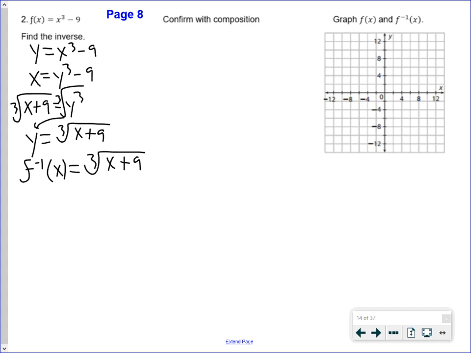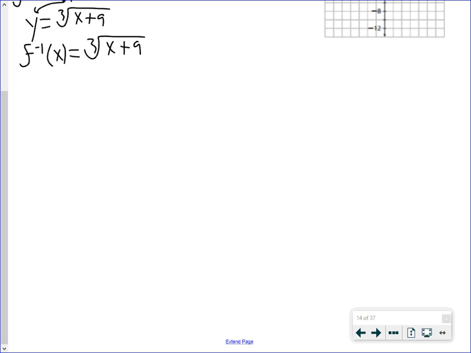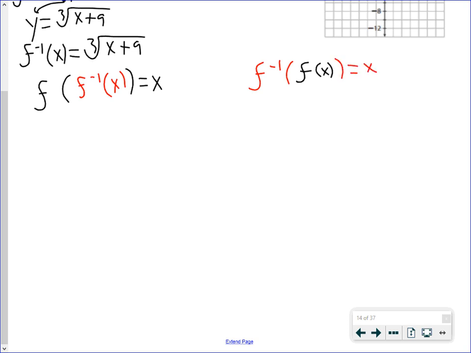But before we can say that this is the actual inverse, we're going to confirm it with composition first. So it's going to be the same exact formula. We have f of f inverse of x, and that should equal x. And at the same time, we have f inverse of f of x, and that should equal x as well.